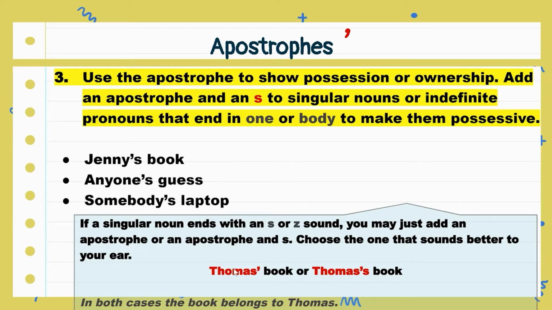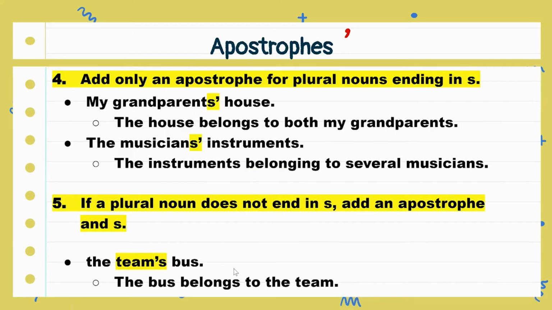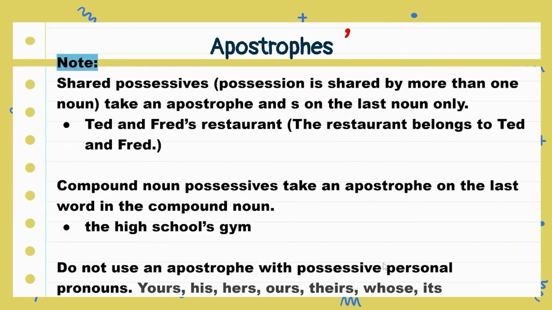And next, go to the next one. Apostrophe: add only an apostrophe for plural nouns ending in S. Everything that has a plural, you can put the S only, then an apostrophe, because it is a plural. For example, my grandparents' house, or everyone's, you can see it.